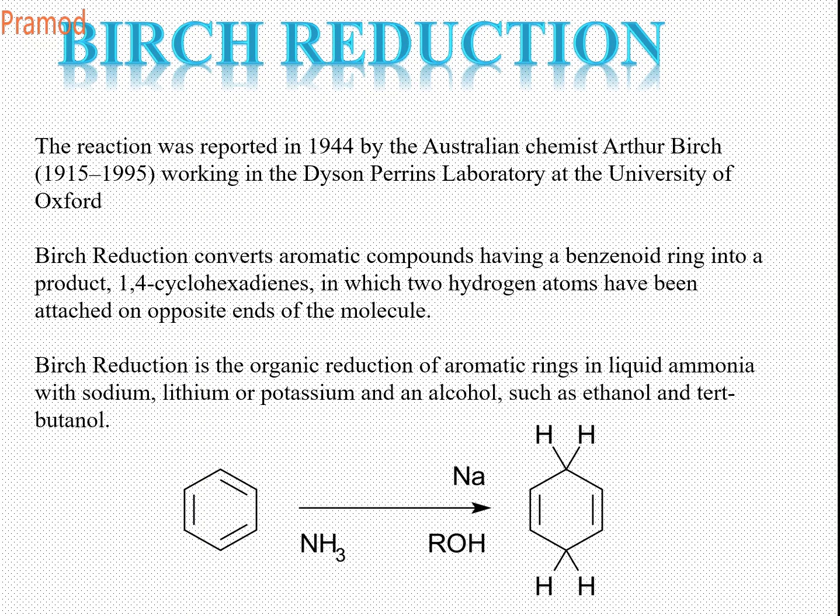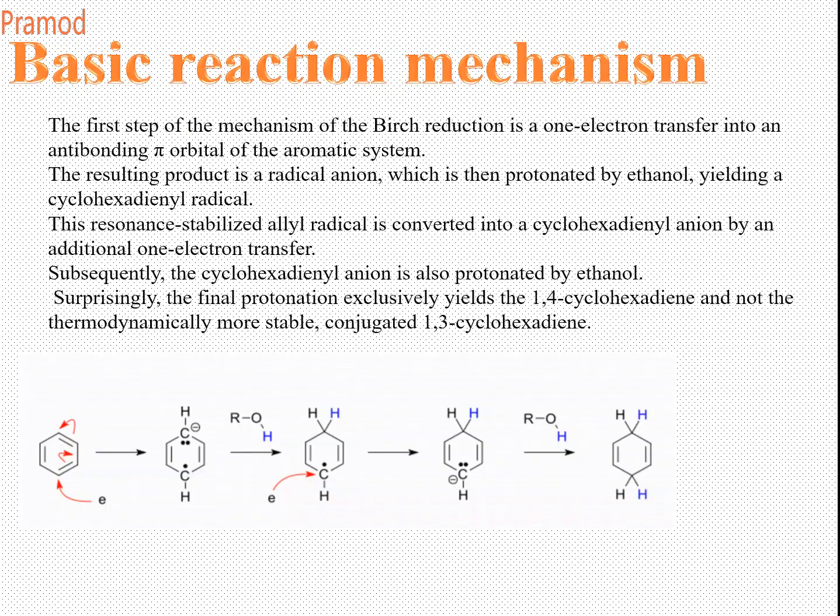So now let's go for the mechanism of action. What is the first step in this mechanism of Birch reduction? There is a one electron transfer into the antibonding p orbitals of the aromatic ring. So the first thing is electron transfer. So where does this electron come from? This comes from your sodium or lithium metal. So this sodium or lithium metal gives away one of its electrons to your aromatic ring.